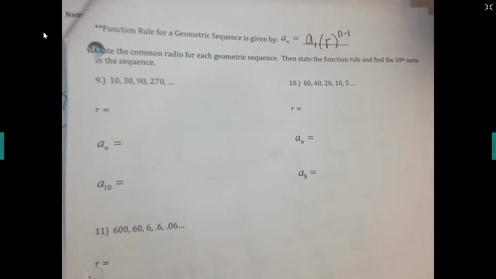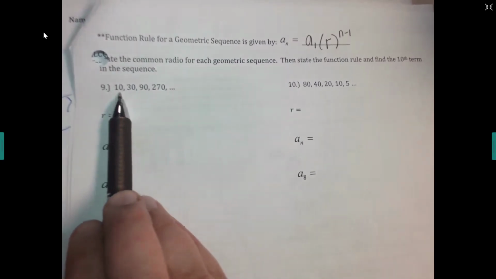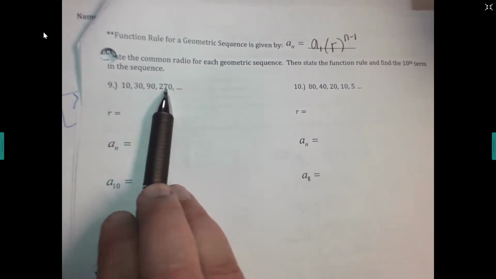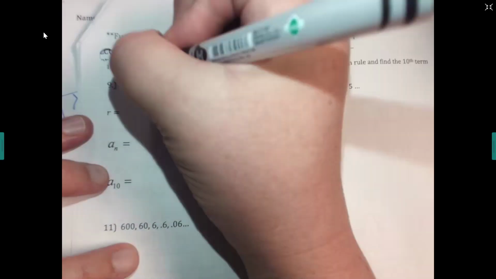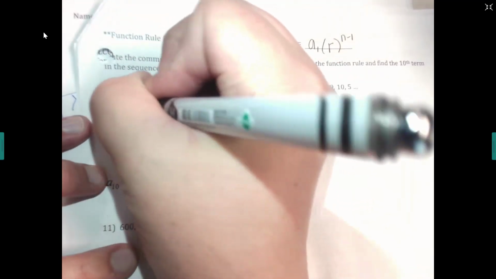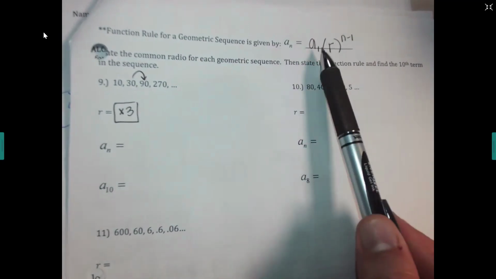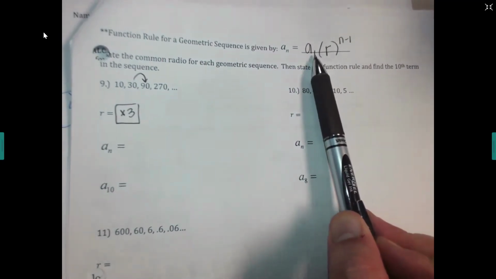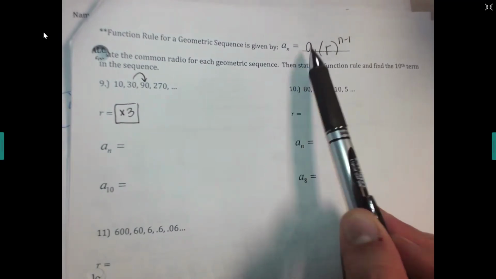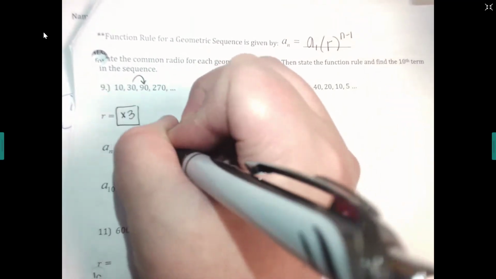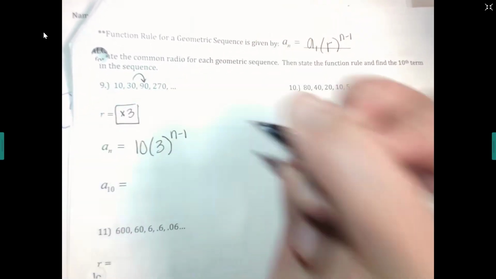So look at number 9. Can you tell me what the times or divide by pattern is as I go from 10 to 30 to 90 to 270? What are they doing each time? Times 3. So my r is a times 3. And then I want to write my function rule. Okay, for this one, my a1 goes on the outside. Remember, that's just the first term in the sequence. What was the first term in this list? 10. And then I'm going to times by 3 over and over again, but not on the first one.